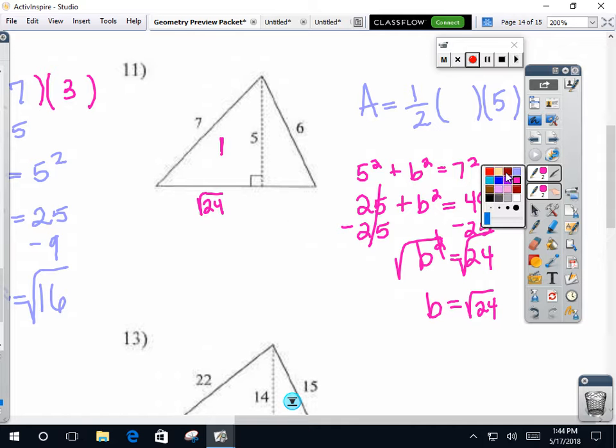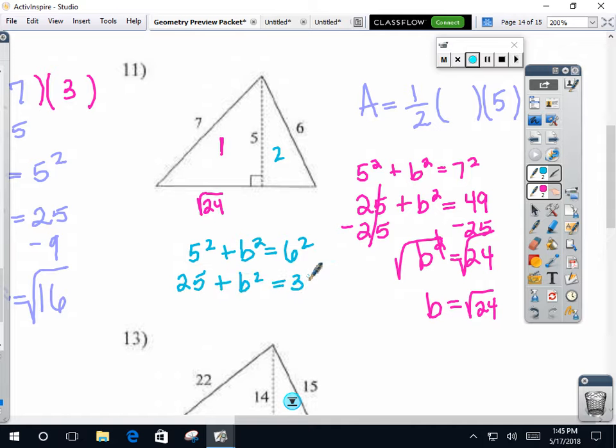Now we need to work on triangle number 2 to find its leg. So that would be 5 squared plus b squared equals 6 squared. Isn't that going to become 25 plus b squared equals 36? And then you're going to subtract the 25 just like you did with the other one. But this time, since our c was different, we end up with b squared equals, and then when you square root it, you get b equals the square root of 11.